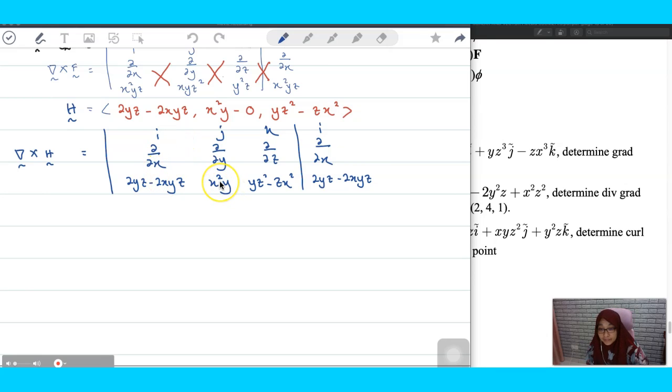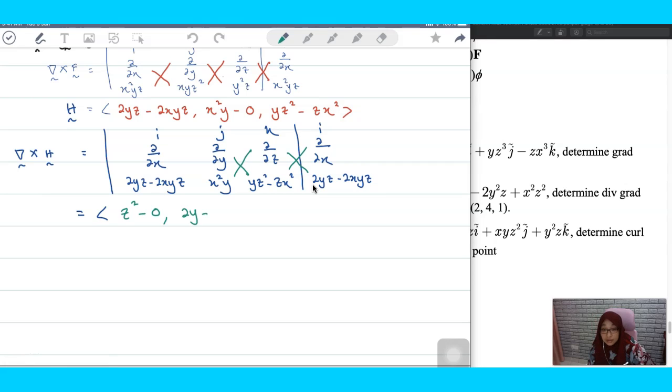Okay, so now we want to get the second curl. For the x component, j cross k, so differentiate this with respect to y, so you have z square minus, you have to differentiate this with respect to z, which is 0. And then the second component, k cross i, so differentiate this with respect to z, so you have 2y minus 2xy, and then minus, differentiate this with respect to x, so this one is 0, and minus of negative, so positive 2x.